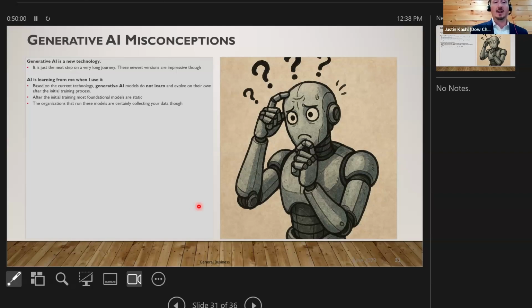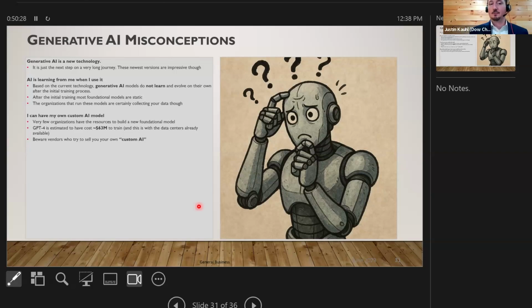"AI is learning from me when I use it." This is not true. This is one of the biggest misconceptions I see. Now, there may eventually come a time when it does, but what we're seeing right now is not AI learning from you. It's got a core, a foundational model is what they call it, and it will answer from that information. Maybe the company that you're sending this out to will collect your information and use it for the next round of training, but it doesn't automatically learn anything.